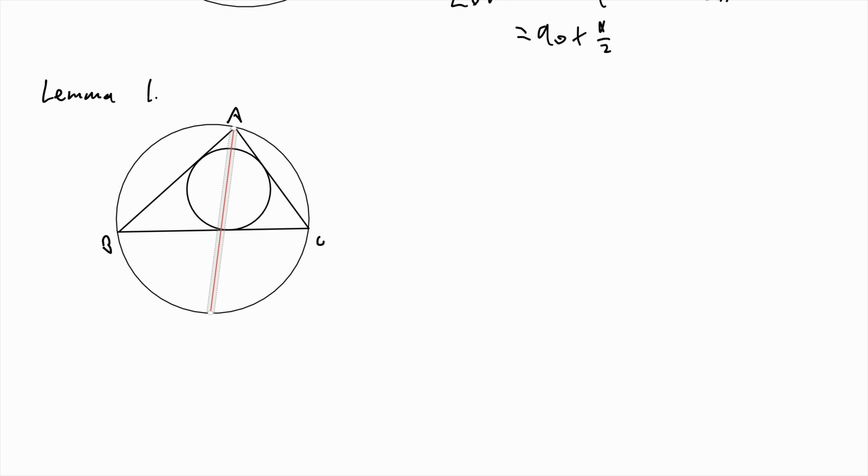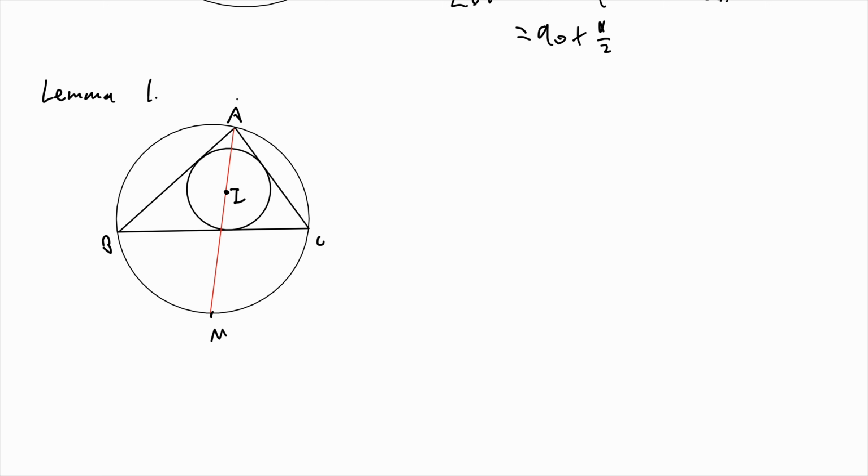So if this is the angle bisector, here lies the incenter I. If you connect AI, then this point right here, M, is the midpoint of arc BC. Yes. Okay, so there is a proof that this actually is the midpoint.